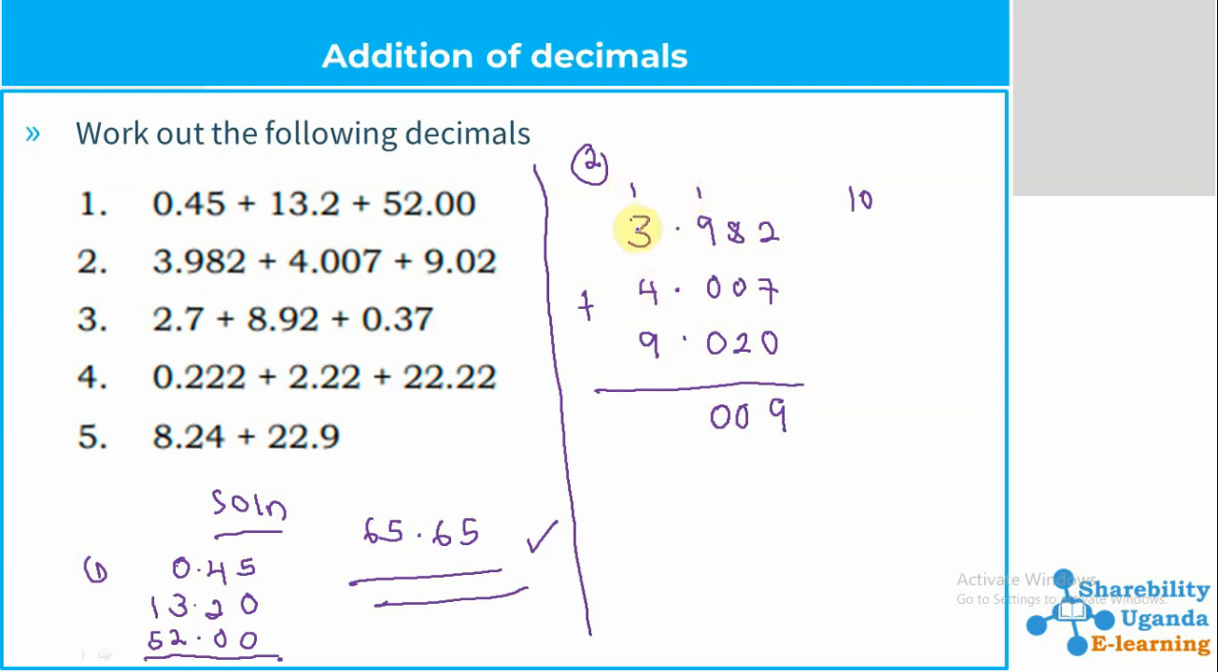Here we shall get 4. 4 plus 4 is 8. 8 plus 9 is 17. We shall write all of it because there is no other number here. So this is going to be 17.009.